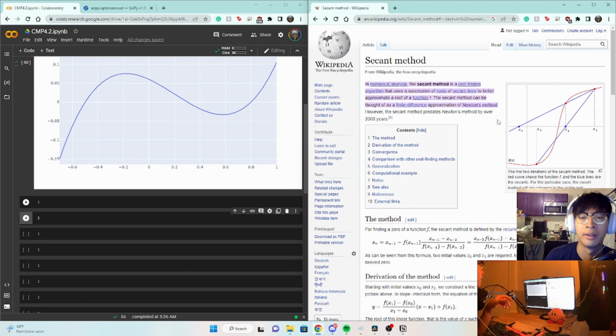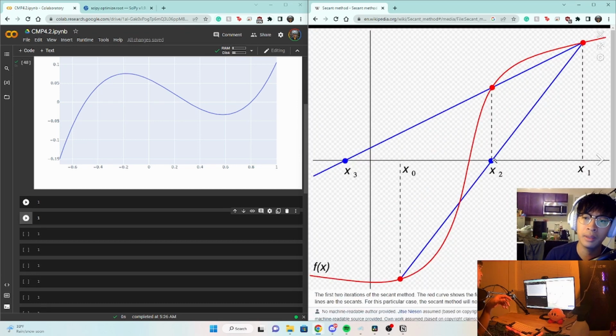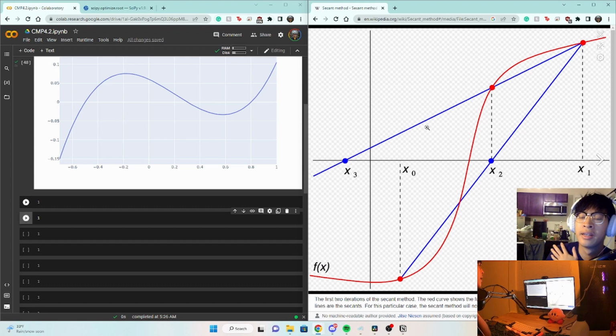And the easiest way to describe the secant method is with this diagram. It entirely relies on picking two initial guesses, x0 and x1. Okay, we're finding the root of this f of x function here, this red line, and you see, hey, there's a root right there. I found it. Okay, and the algorithm goes as such.